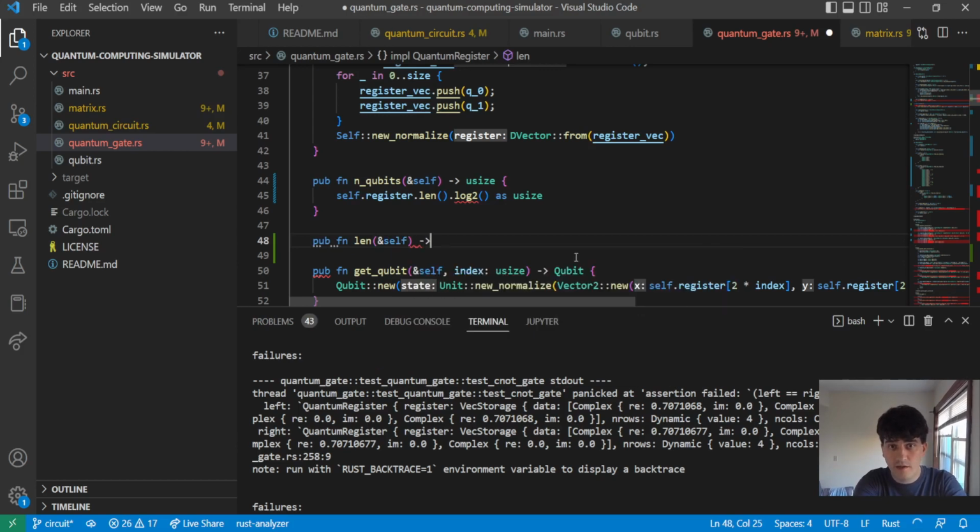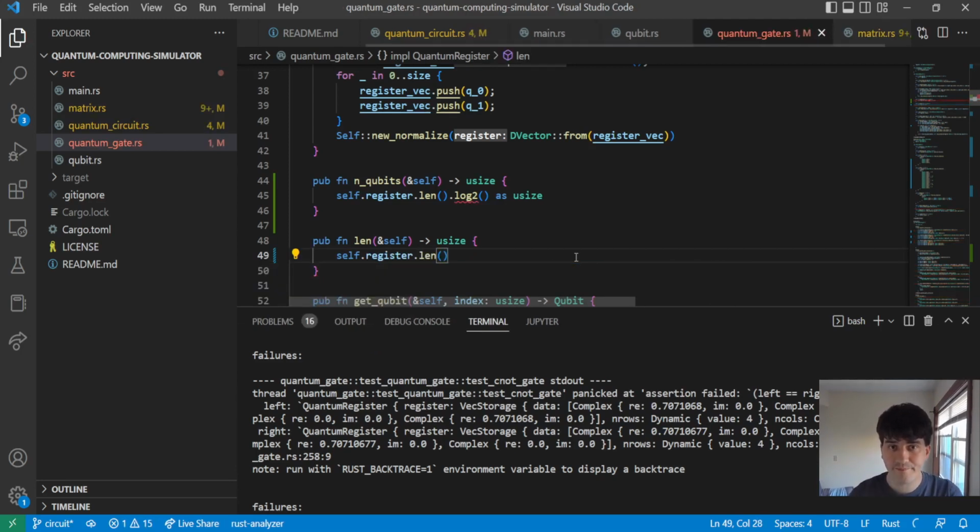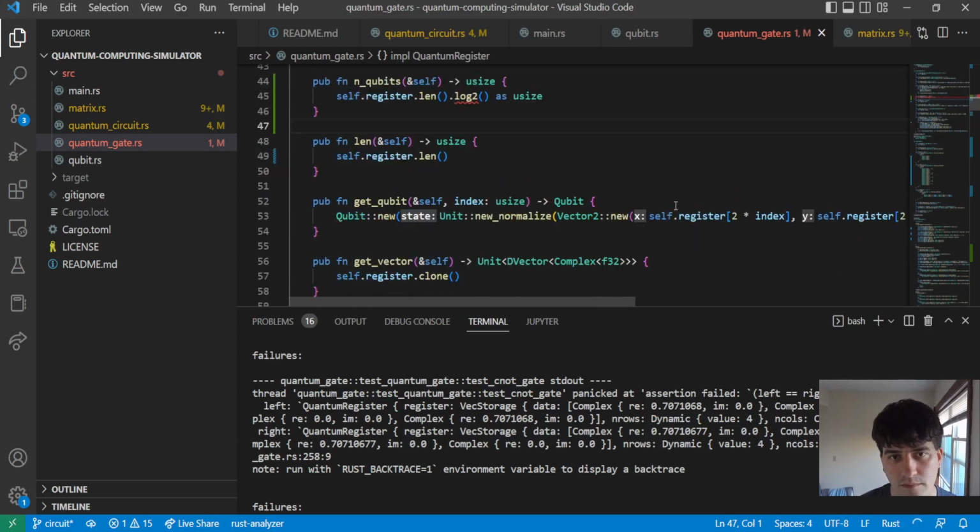Pub function length is just going to be self.register.length. And then get qubit. Get qubit. Is that fair? Is that a thing I even want to permit? Surely I want to be able to just measure one qubit.